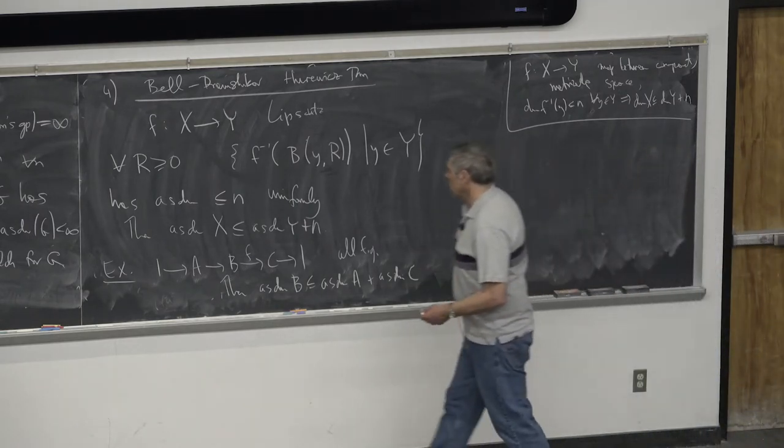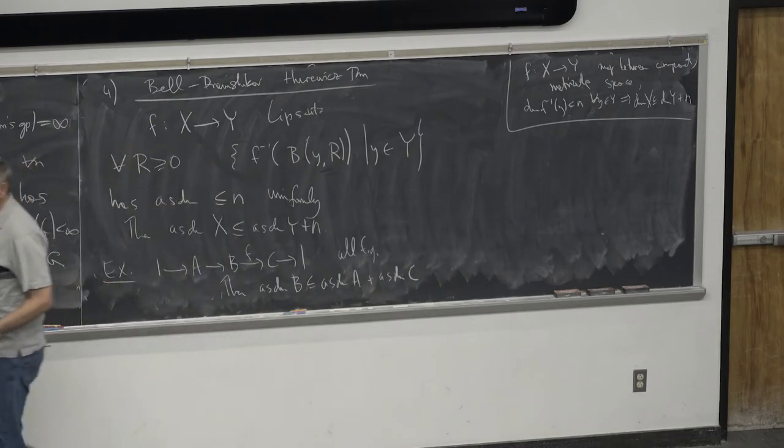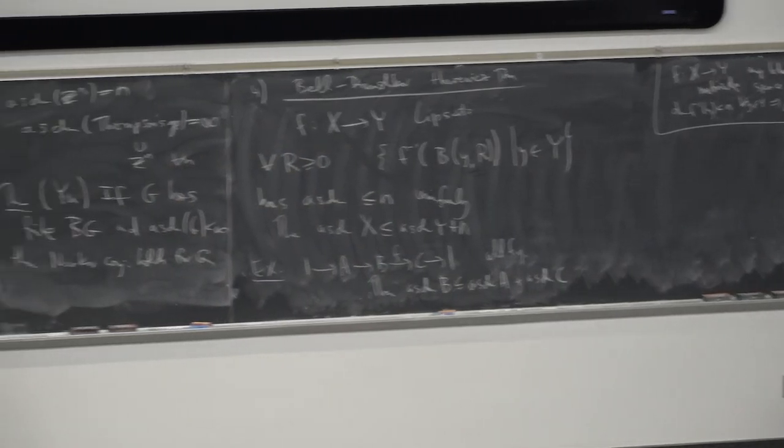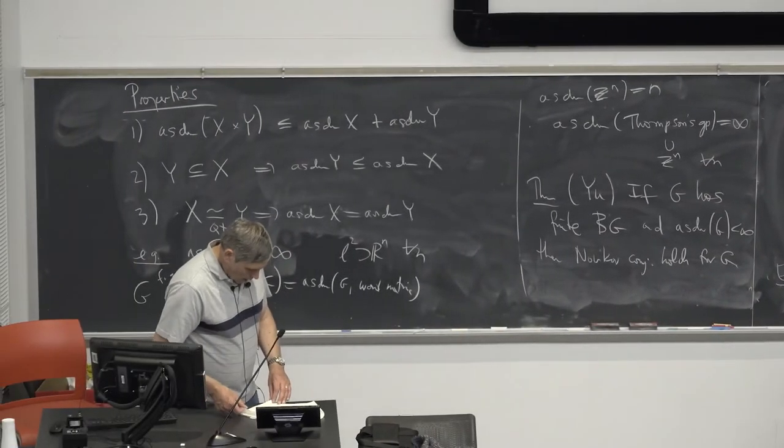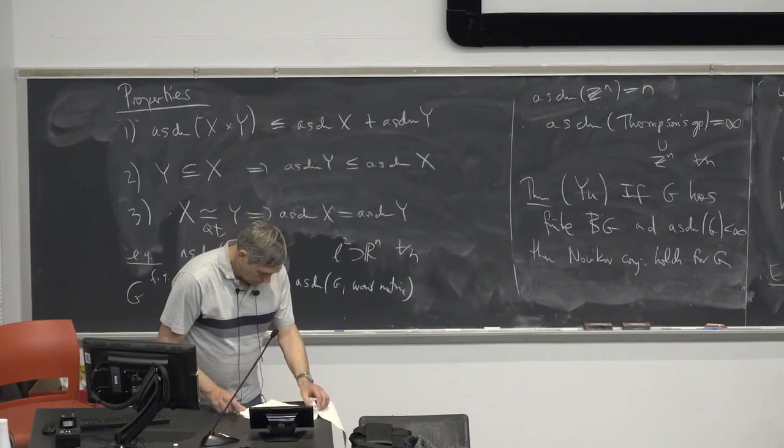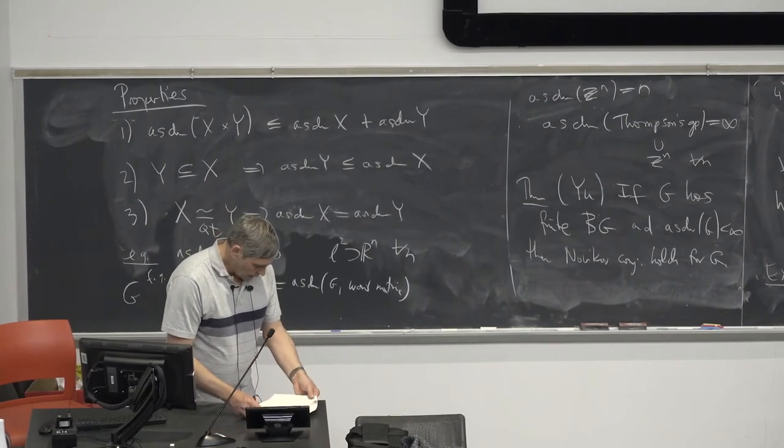OK, so that's one way in which you can figure out something about asymptotic dimension when you have these sort of sequences.